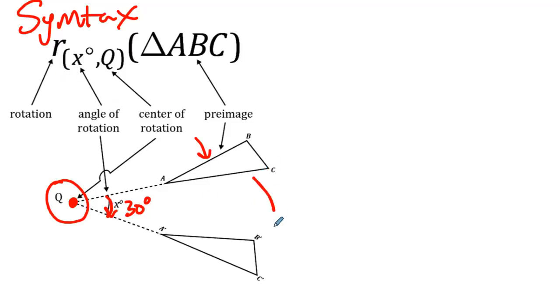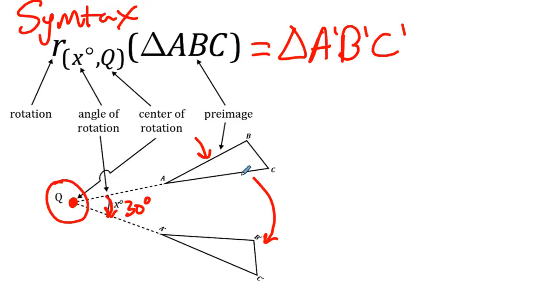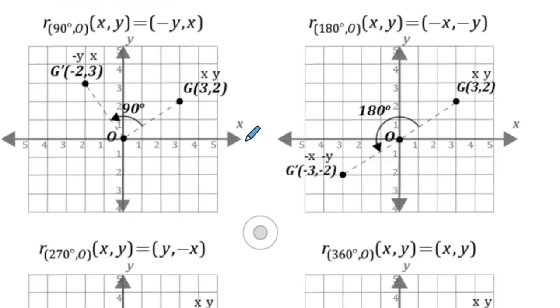And that will produce this triangle here. So we could put an equal sign on this and put triangle A prime B prime C prime. Okay, so the point of this is just for you to get comfortable looking at this sentence and knowing exactly what to do, okay? Then you need to memorize these 4 special rotations on a coordinate grid.